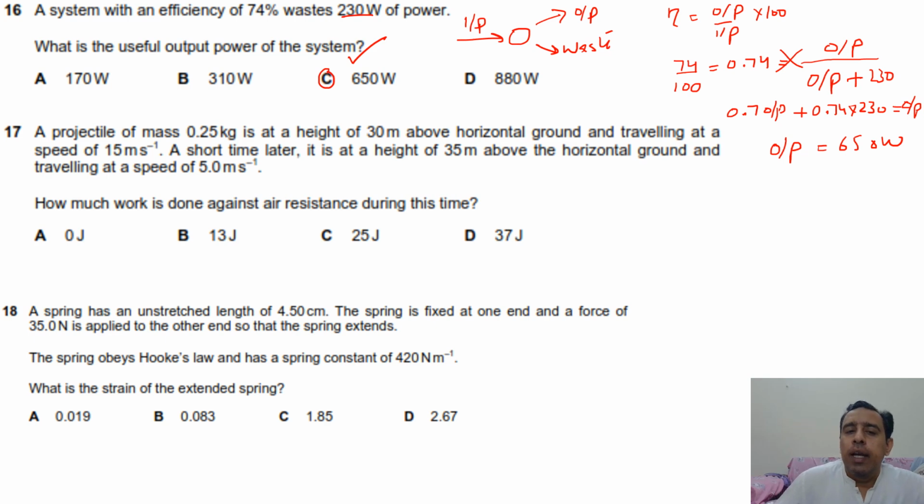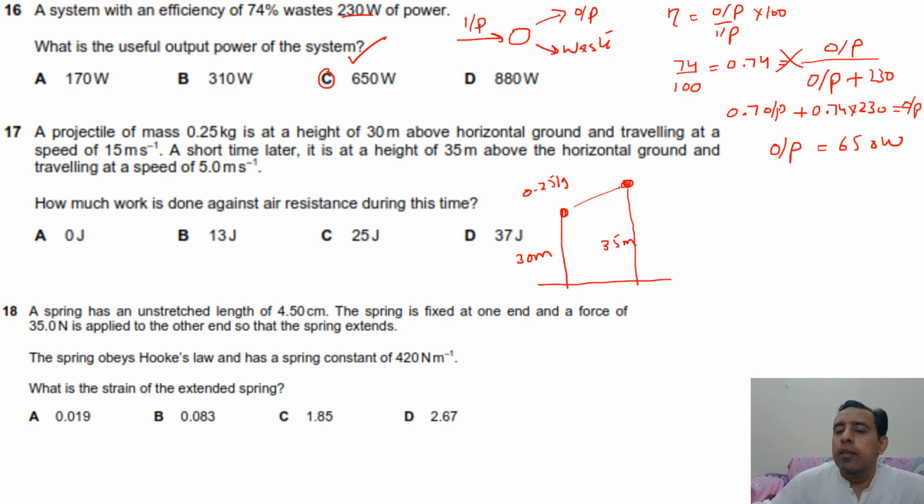In this, a projectile of mass, this is at the height, means this is some surface, and this is a certain height at which we have the projectile. 30 meter above the surface. Its mass is 0.25 kg. Above horizontal ground, traveling at a speed of 15. A short time later it is at a height of 35. It means it comes to this point at a certain height somewhere over here, and this height is 35 meters.